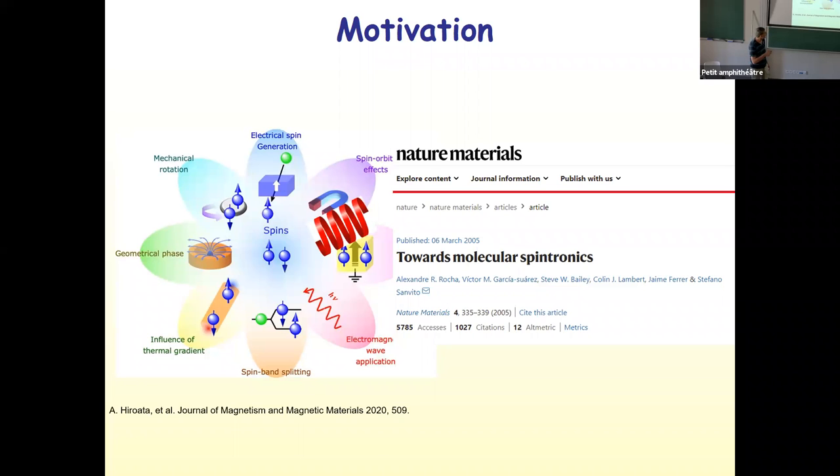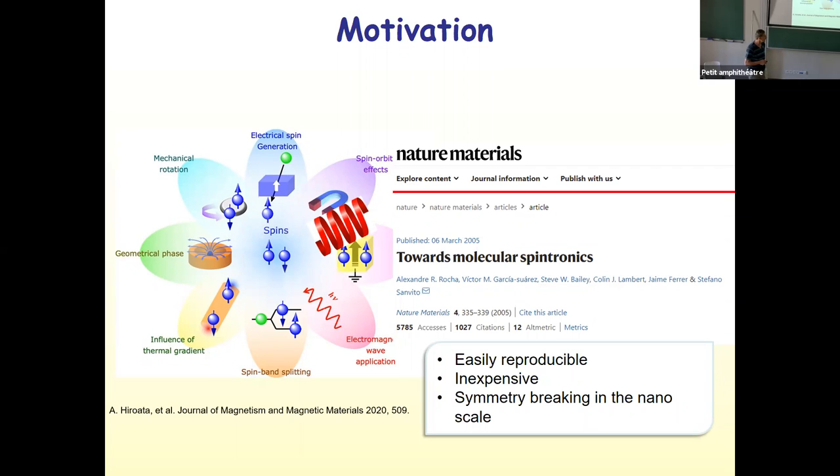Chiral molecules, I will show you, can control spins and control defects using electric and spin-orbit effects. So anyone who deals with local spin-orbit effects can maybe use this kind of material towards getting easily reproducible, inexpensive, and maybe symmetry breaking at the nanoscale. And this, I think, is the most relevant thing to the people of this workshop.